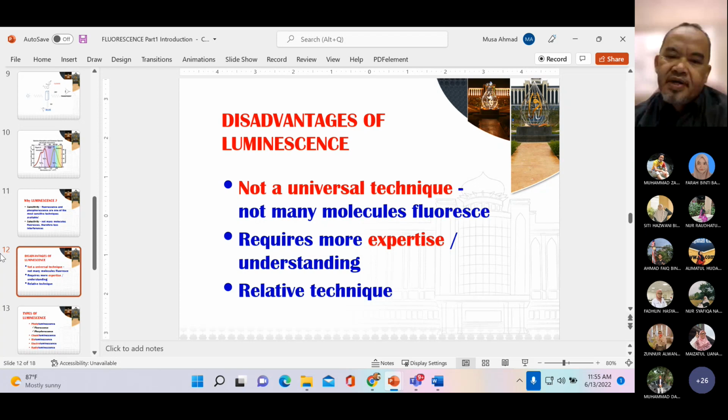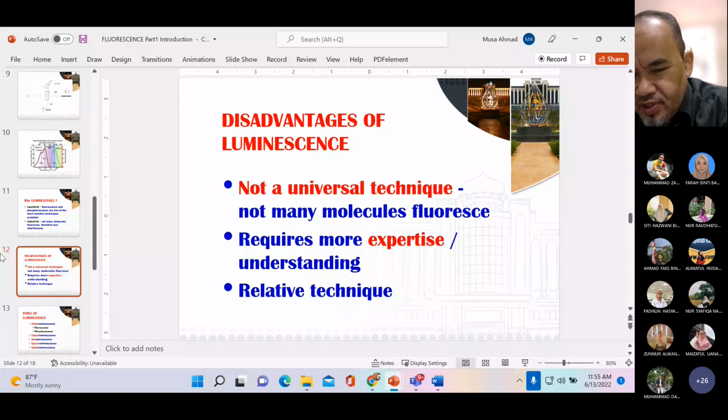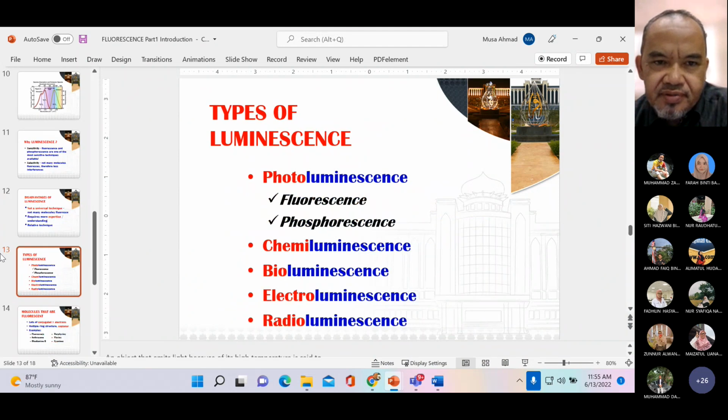And then it is a relative technique, because we are not using an absolute method. So if you are using a different spectrophotometer or different instrument, the result will vary slightly. So limitation one, not universal. Why not universal? Because not many molecules will fluoresce. Second, we need expertise, somebody with some technical knowledge to run it. And thirdly, it is based on a relative technique, not absolute.